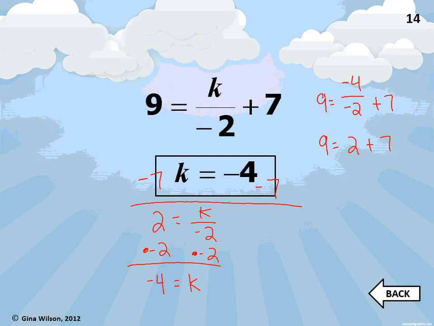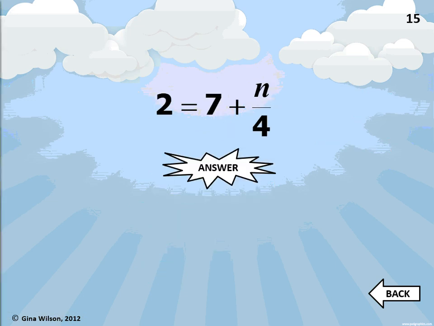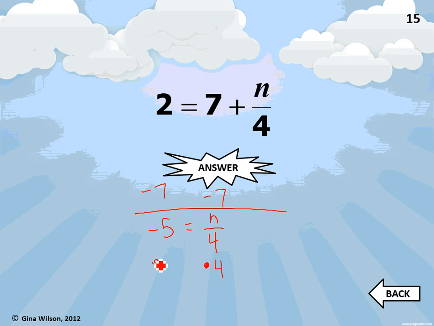Doing great so far. 2 is equal to 7 plus n over 4, or n divided by 4. We're going to get rid of the 7 first on this side. 2 minus 7 is negative 5. And n divided by 4. Since it's divided by 4, we're going to multiply by 4. We're going to do the opposite. Negative 20 is equal to n.